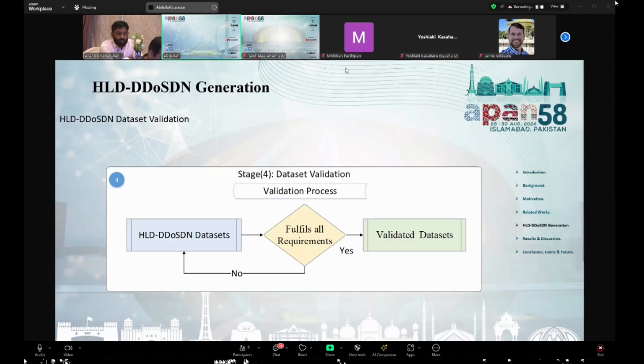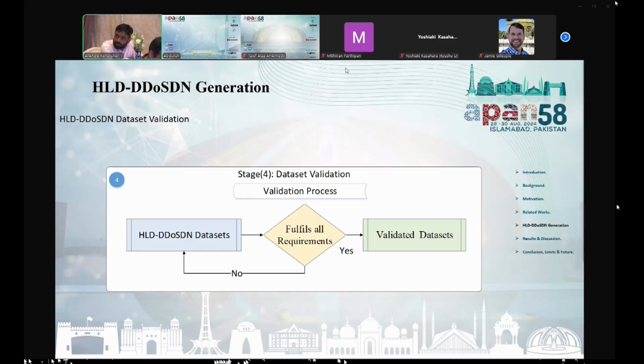Which criteria or techniques have you used to validate the datasets? Is there any comparison? Which slide? It may be the data validation slide. You mean which criteria? Yes. Okay, this one. Based on the existing related works, we formulated these criteria. We came up with these criteria.